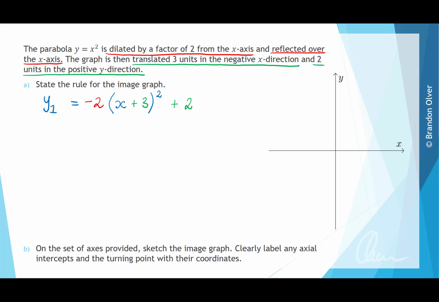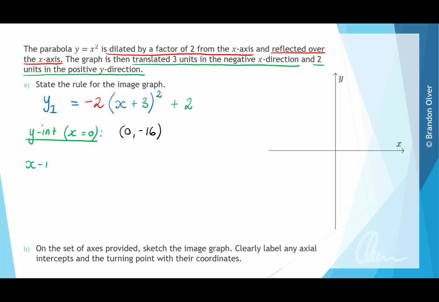So for part B, we want to sketch on the set of axes provided the image graph, and we clearly need to label any axial intercepts and the turning point with their coordinates. So the first thing we can do is find the y-intercept of the graph, and this occurs when x is equal to 0. So we're going to have y is equal to negative 2 times (0 plus 3) all squared plus 2, and that is equal to negative 16. So we find that the coordinate of the y-intercept is (0, negative 16).